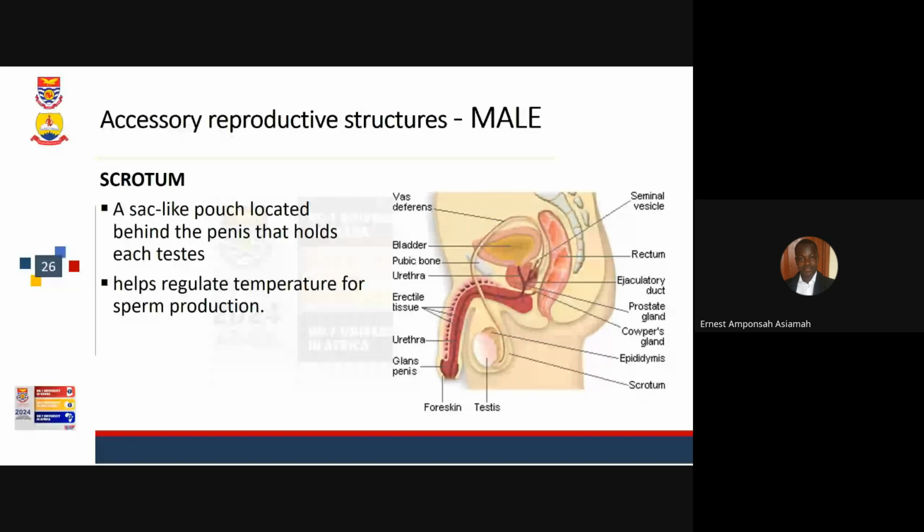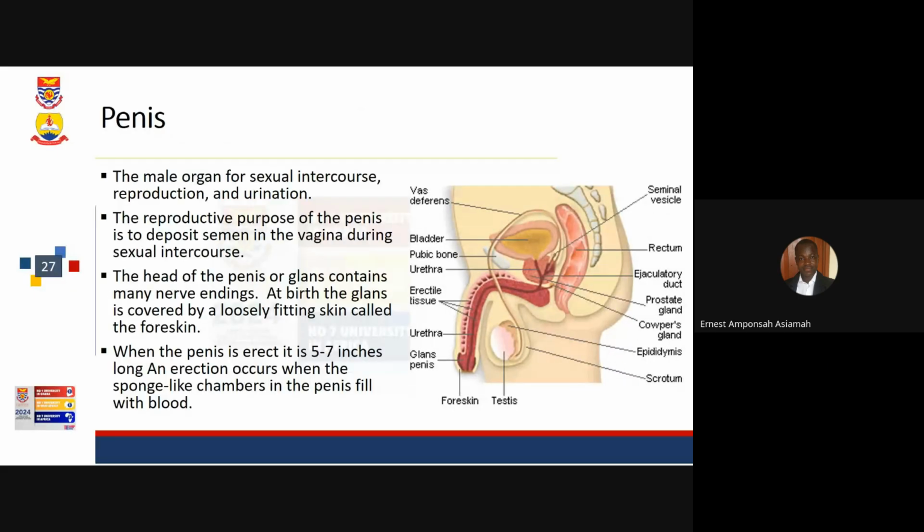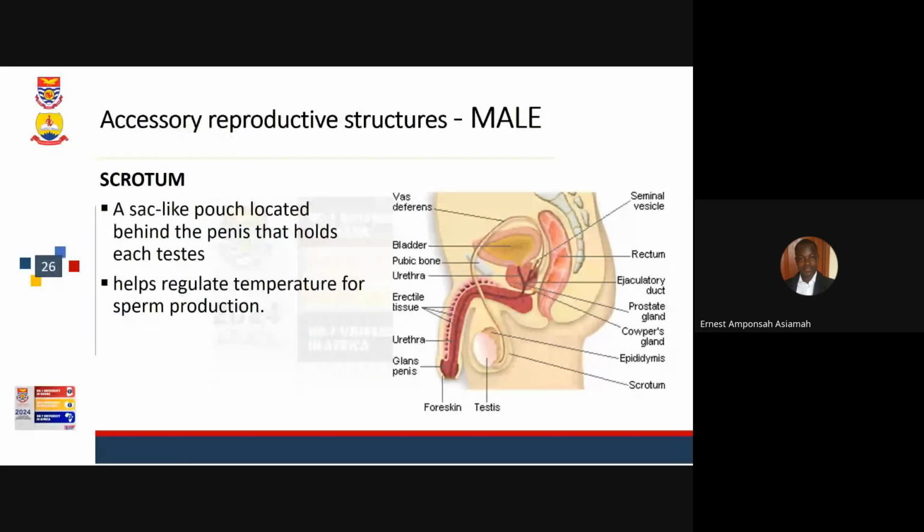Then I'll talk about the external genitalia. So the scrotum is a sac-like pouch located behind the penis, and it contains each testis, and it helps regulate the temperature for sperm production. So you know that when your body temperature is very hot, what happens is that the scrotum would relax.